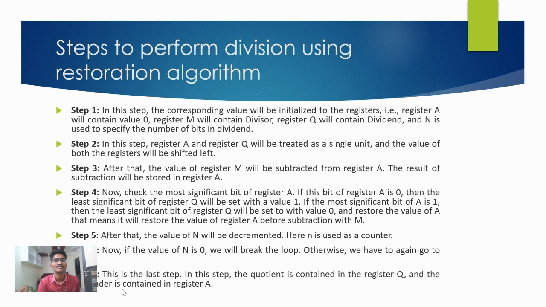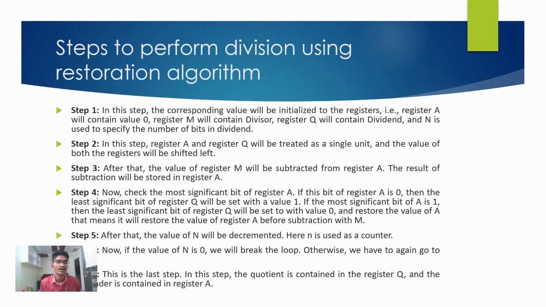And at the fourth step, we check the most significant bit, or MSB, of A. If this bit is 0, then the least significant bit of Q is set to 1, as it is empty after the left shift. And if the MSB of A is 1, then the least significant bit, or LSB, of the quotient register Q is set to 0, and the value of register A is restored to its value before subtracting M, which means we perform A plus M when the MSB of A is 1.